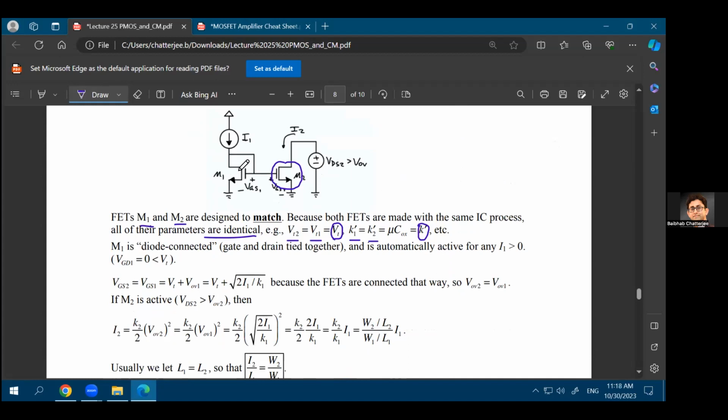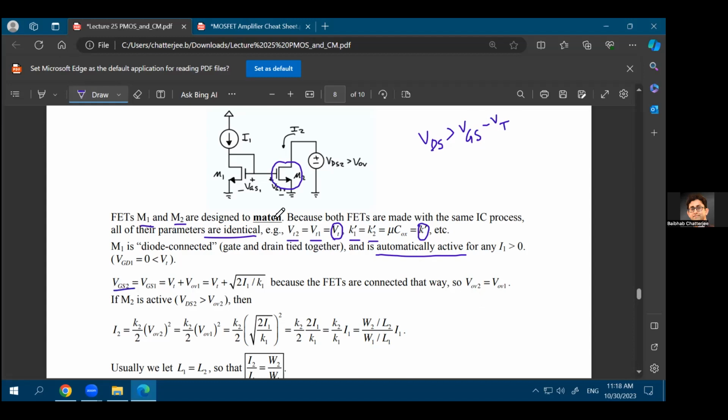So your M1 transistor is diode connected. The gate and drain are connected together. We have already talked about diode connected transistors in the past. And you have seen that if the gate and drain are tied together, this is automatically in the active or saturation region. Why? Because what's the condition for your active region? Your VDS has to be more than VGS minus VT. Now, if your gate and drain are tied together, the drain voltage will be equal to the gate voltage. So VDS will be equal to VGS. If VDS is equal to VGS, VDS is always higher than VGS minus VT. That's why for a diode connected transistor, you are always in the saturation region.